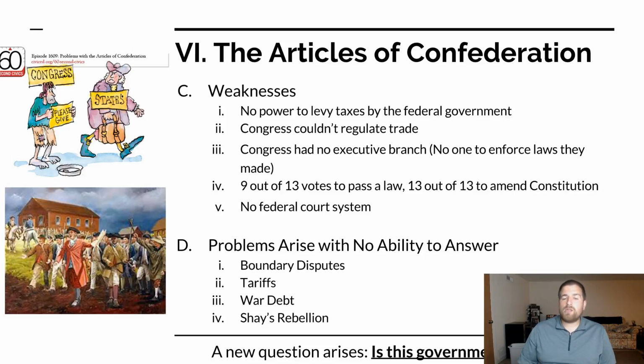Next, Congress has no executive branch. In other words, they have no branch that enforces laws. So Congress can pass a law, sure, but they have no way to uphold it or enforce that law or make sure it's being followed.